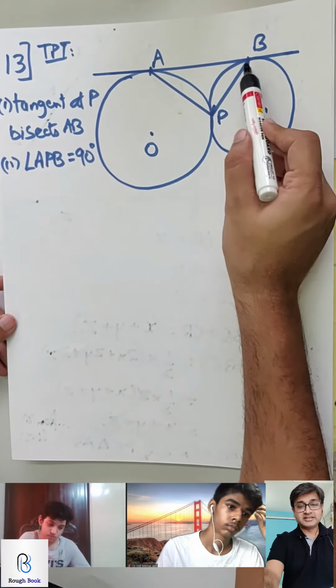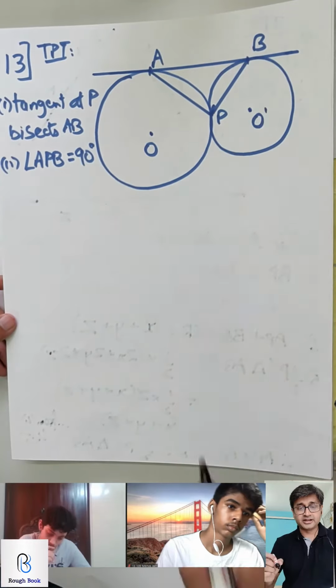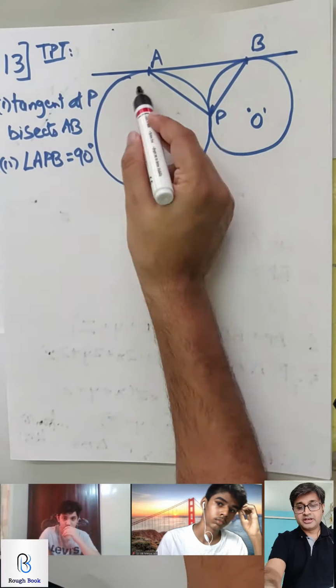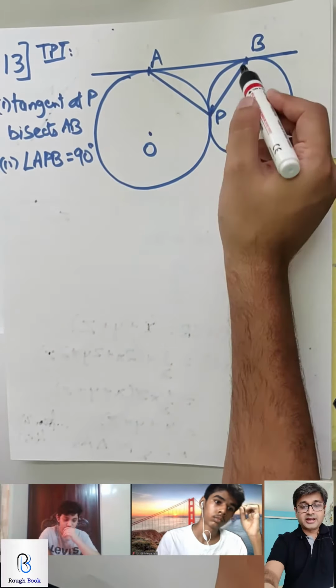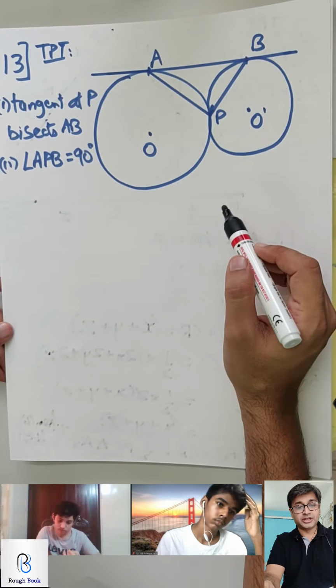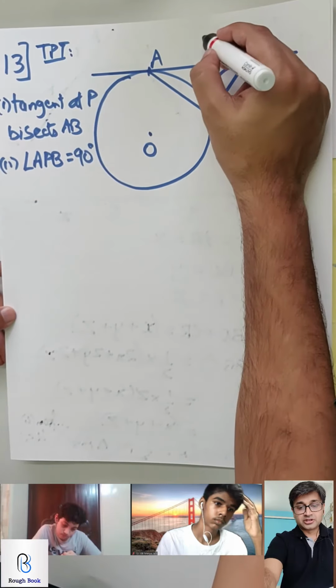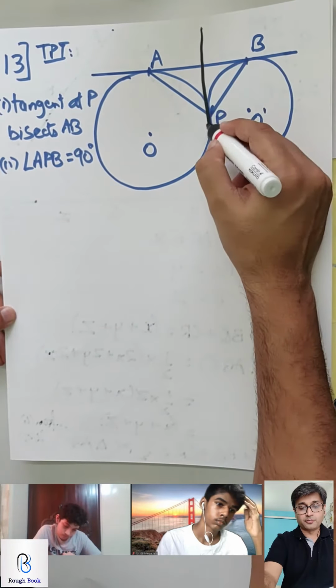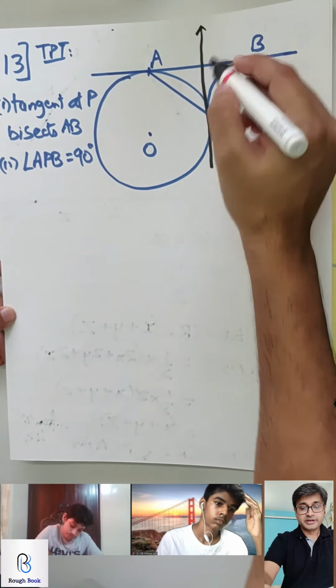So 13.1 says AB is a random line. AP and BP are also some random lines. They are telling you to prove that the tangent at P bisects AB. So let's draw the tangent from P hitting AB.